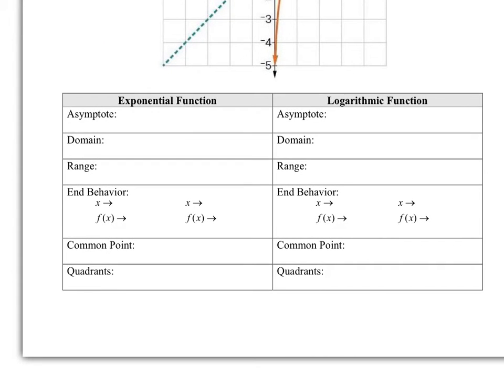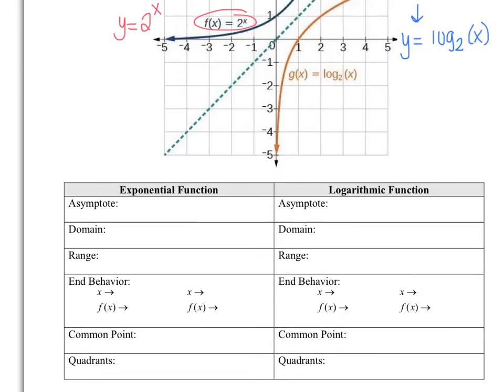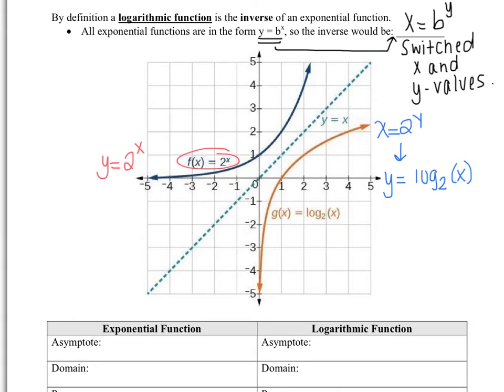So I'd like to analyze some things. Let's first talk all about the exponential function. So what is the equation of the asymptote of all exponential functions? So let's see. In this particular example, the asymptote, it's approaching this line. It's approaching the line y equals 0.